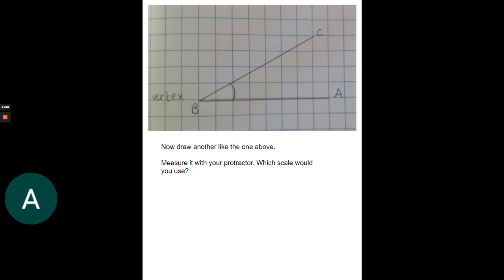Okay, so if you managed to do that, well done. I hope you got some good answers with your protractors there. If you needed any help, that's absolutely fine. If you needed to go back on the video clip to see the instructions again, that's absolutely fine. I'm going to show you a little bit more about the scales that we use.